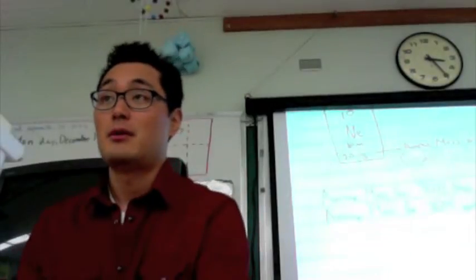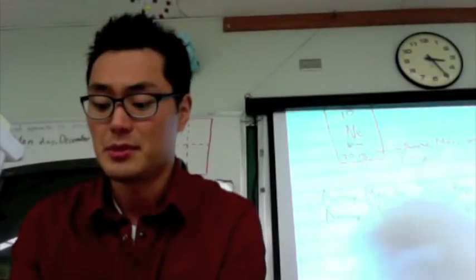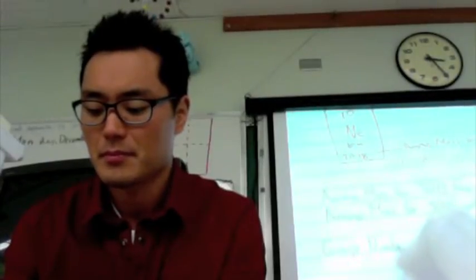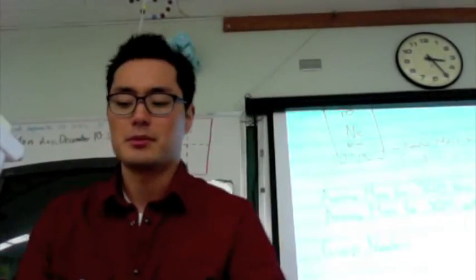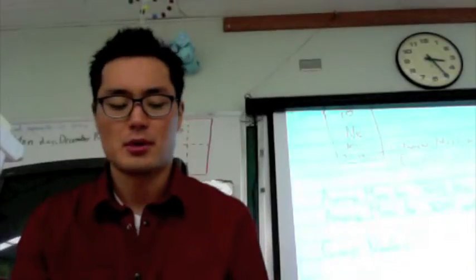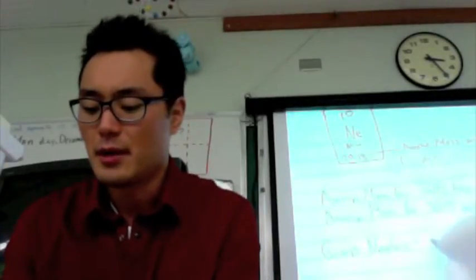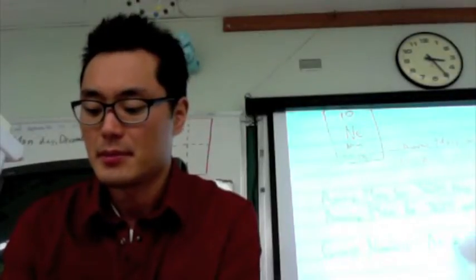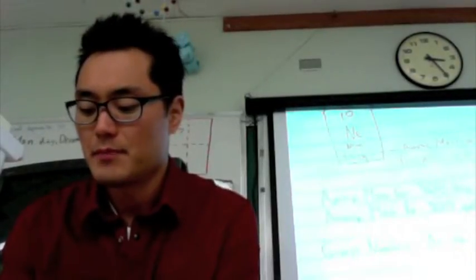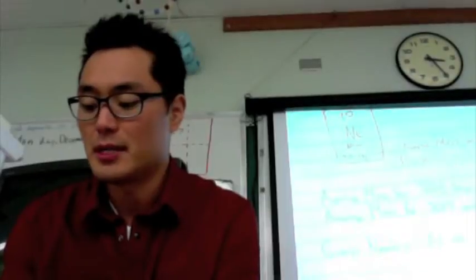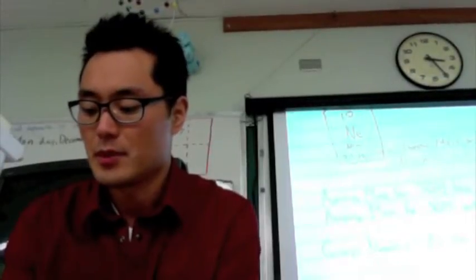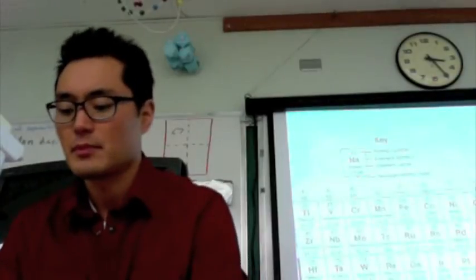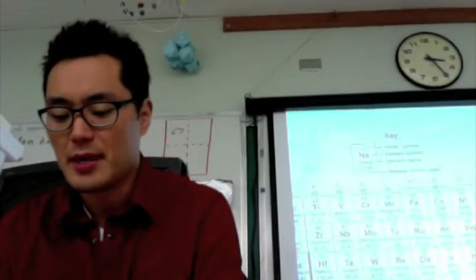Another number that the periodic table uses are group numbers. Group numbers are located at the top of the periodic table. So take a look at the top of your periodic table and notice how you have these numbers.